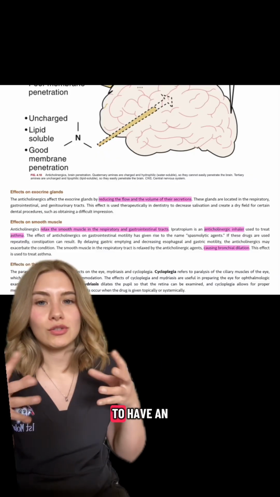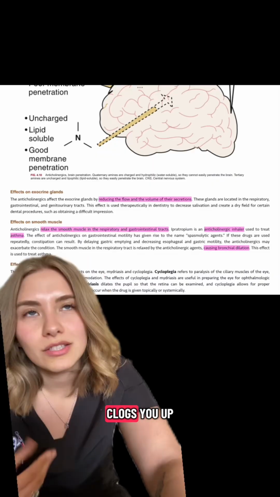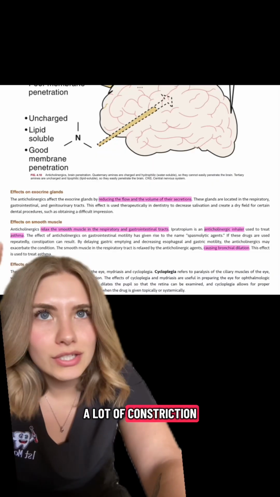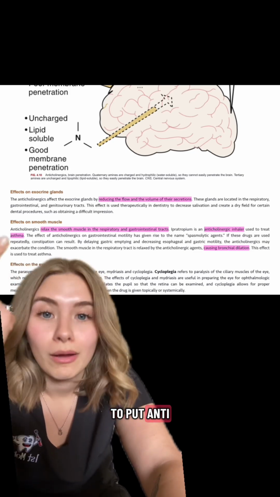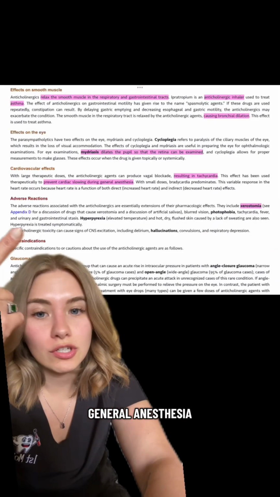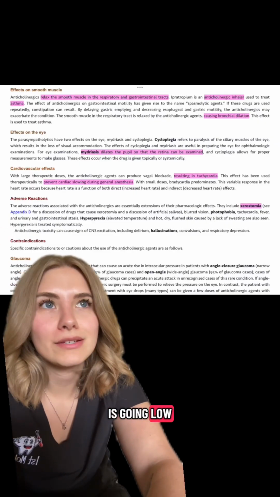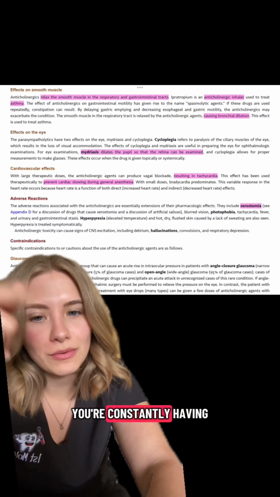your body starts to have an inflammatory response and secrete a bunch of mucus, so it clogs you up and you can't breathe, and it's just a lot of constriction. So you want to put anticholinergic to dilate your bronchioles. It can also be used during general anesthesia, so that when your heart rate is going low, you don't have it constantly going low.